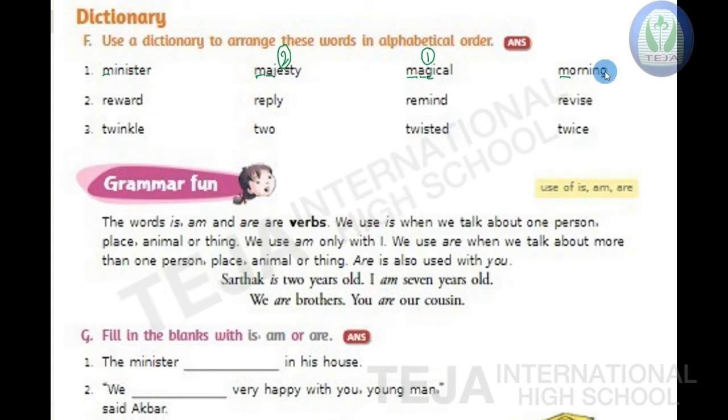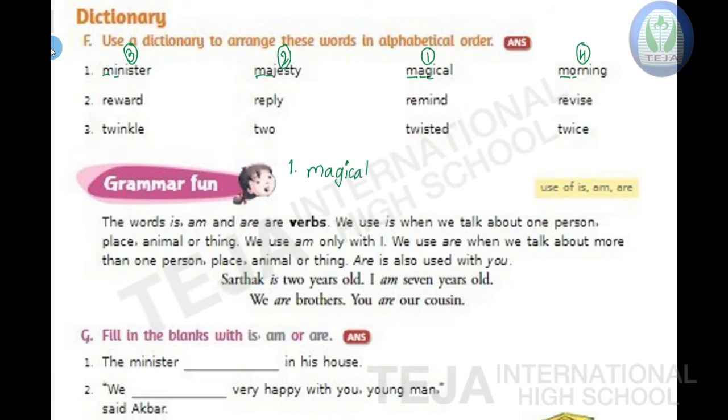Okay. Next. Now we'll compare the first word and the last word. Here the third alphabet in the first word is N and in the last word it's R. So N will come before R. So the third word is minister, fourth word is morning. Now let's write the words here, children. First one, magical, second, majesty, third, minister, and fourth word is morning.